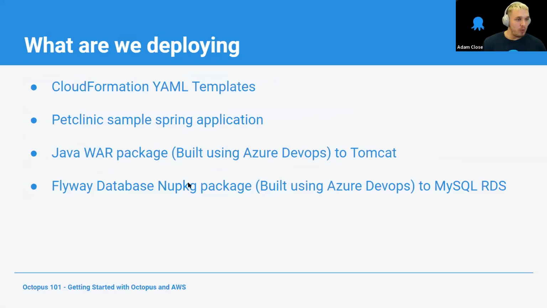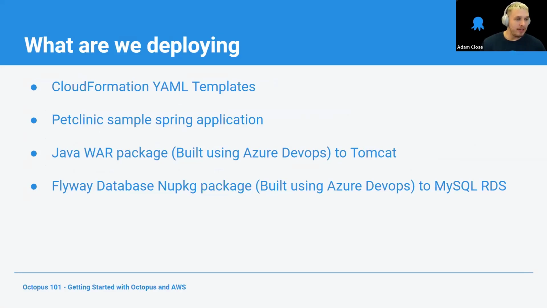So specifically, what are we deploying? We're going to be deploying CloudFormation templates. Templates are in YAML. Obviously, CloudFormation templates come in two forms, it could either be JSON or YAML. My preference is YAML, so I'll be using that today.